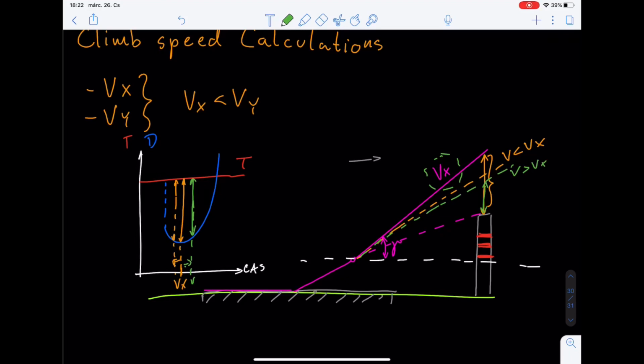So generally speaking, this Vx would be used to achieve the best angle of climb, the best gradient, and therefore usually in the initial stages of the flight, where you want to achieve better obstacle clearance, right? Or maybe after an aborted approach or aborted landing. So this is what you would use it for. Okay, so then there's the slightly higher speed, the Vy.